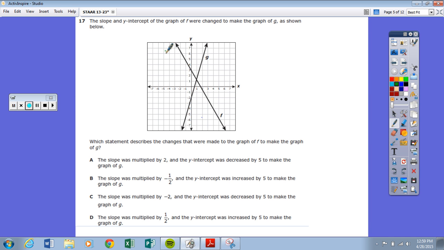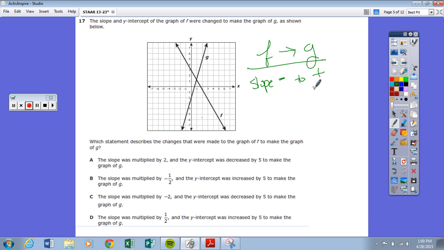It's saying that the graph of f was changed to make the graph of g. It just asks, which statement describes the changes that were made on f to make the graph of g? Whenever I compare f to g, I make some little notes as to what I see. The first thing I see is the slope has changed. On f the slope is negative, and the reason it's negative is because it's going down. When they moved it to g, the slope became positive. So the slope went from negative to positive because it's going up now. That's the first thing I notice.